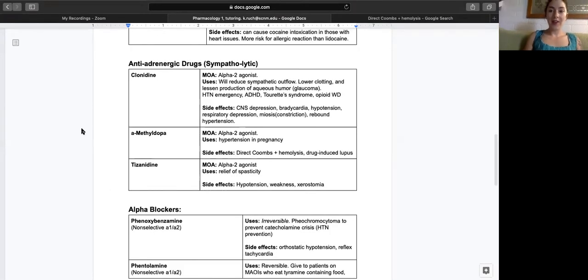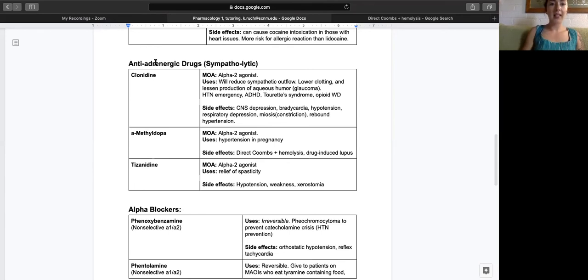Now we are going to move on to anti-adrenergic drugs, also known as sympatholytic drugs. And what does that mean? Sympatholytic. Sympatho probably means fight or flight. Lytic means to cut. So this is cutting off the fight or flight response.